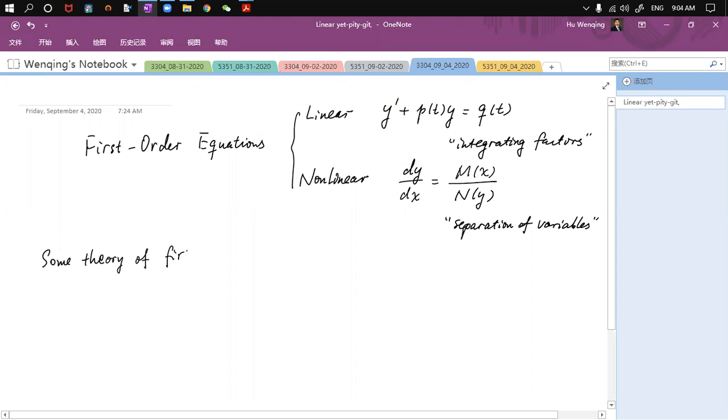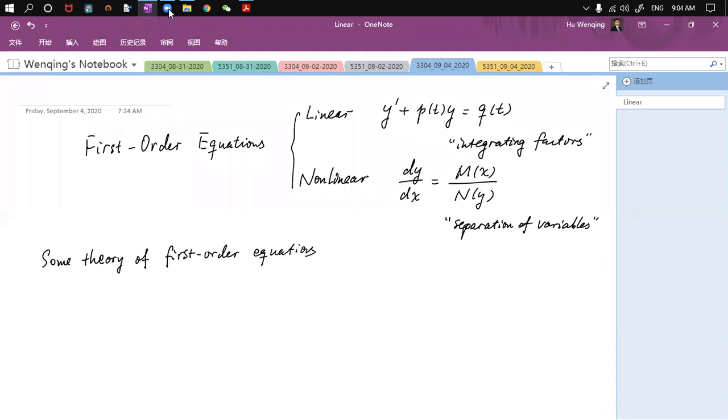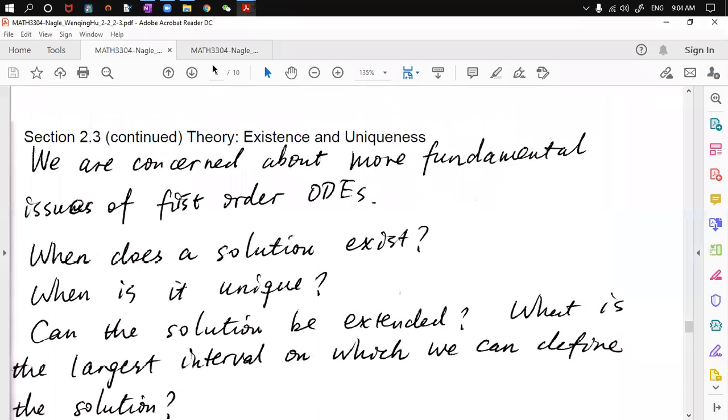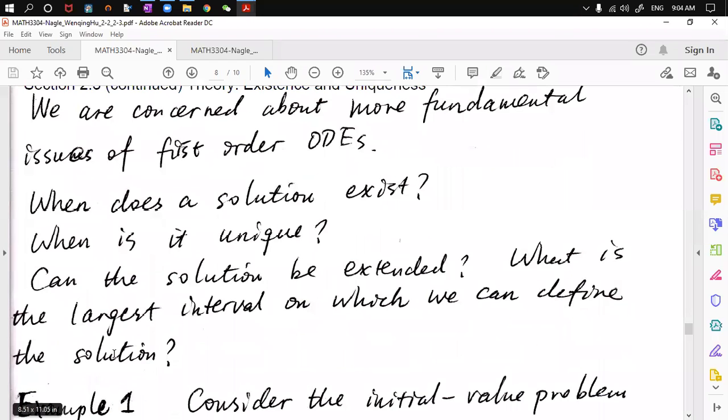Some theory of first order equations. So what does theory mean? By theory, it really means, for example, is the solution unique? The theory amounts to such questions, where we are concerned about some more fundamental issues of first order ordinary differential equations. What are these fundamental issues? For example, when does a solution exist? When is it unique?